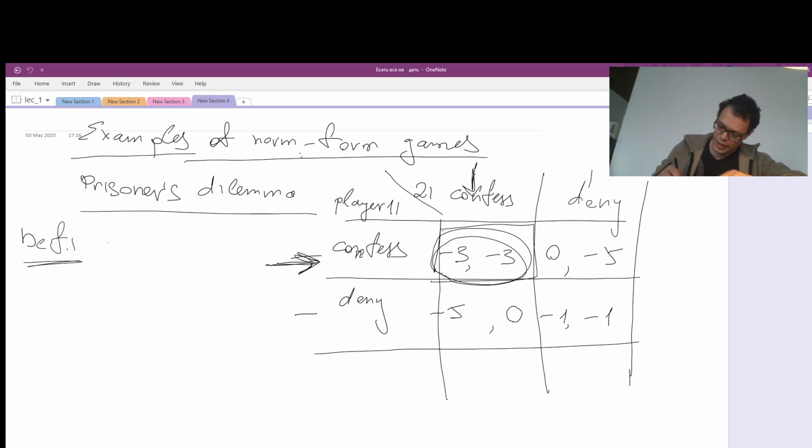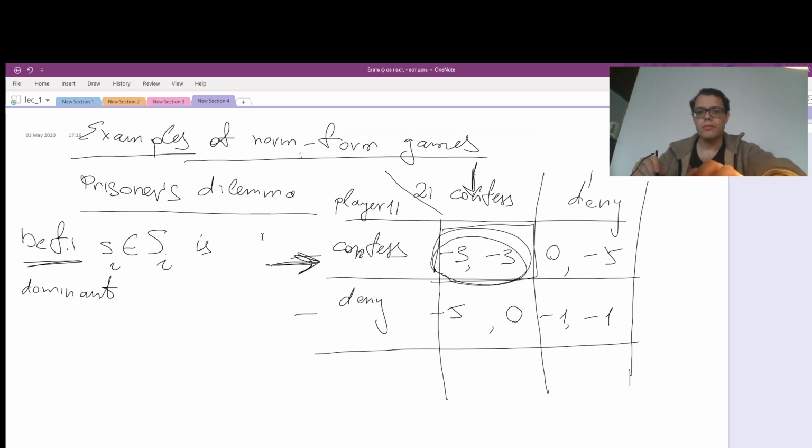Well, we can define what a dominant strategy is. Okay, let us define what a dominant strategy is. So strategy S in the set of strategies of player i is dominant. My apologies.